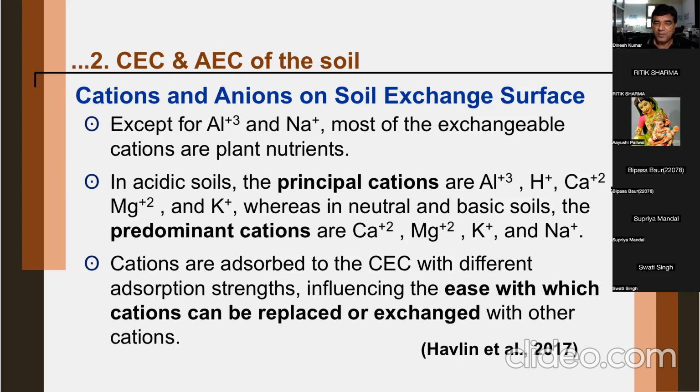Sir, high charge density. Correct. Hydrogen has high charge density per unit weight. Per unit weight, it has very high charge density. So it is strongly adsorbed to the exchangeable surface. So cations are adsorbed to the CEC with different adsorption strength, influencing the ease with which cations can be replaced or exchanged with other cations.